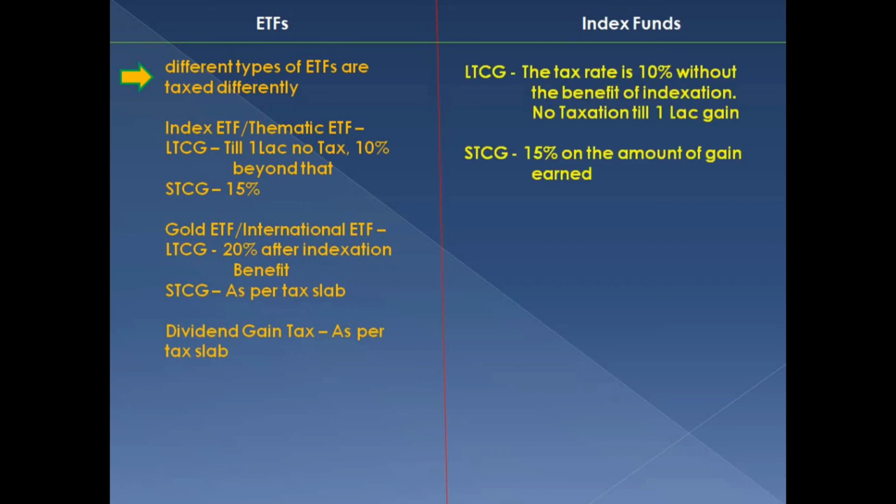But in index fund, in the long term it will be 10%, but without the benefit of indexation. In ETFs there is an indexation benefit for gold ETF, international and debt ETF, but for index funds there is no benefit of indexation. For long-term capital gain, if it is within 1 lakh, then there will be no tax. Beyond that it will be 10%. For short-term capital gain, it is 15% directly. So it's similar to equity ETFs, meaning index ETFs and thematic ETFs. So this is how index funds and ETFs are taxed.